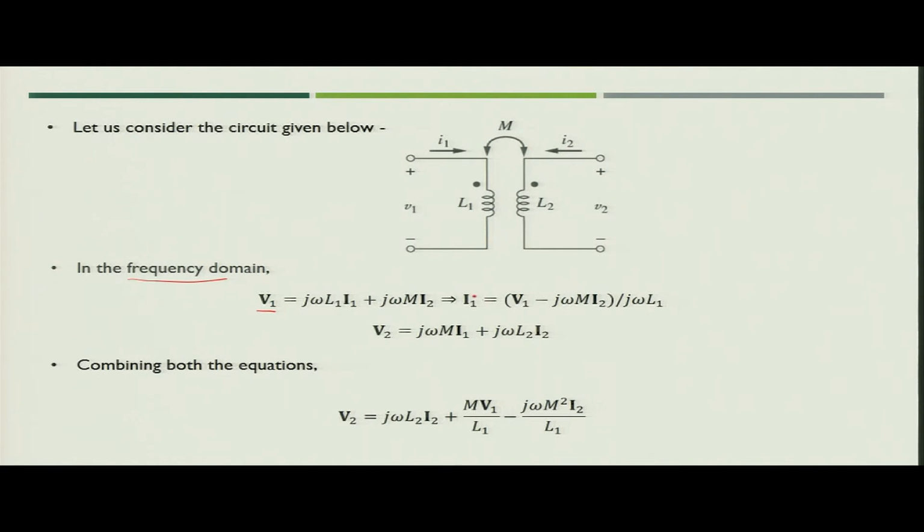So, from this you can simply say I1 is equal to V1 minus j omega M I2 whole divided by j omega L1. Now, for the second coil V2, you can write j omega M I1 plus j omega L2 I2. So, what you will do now, you will put the value of I1 in this equation, and when you simplify, you will get V2 is equal to j omega L2 I2 plus M V1 by L1 minus j omega M square I2 divided by L1.